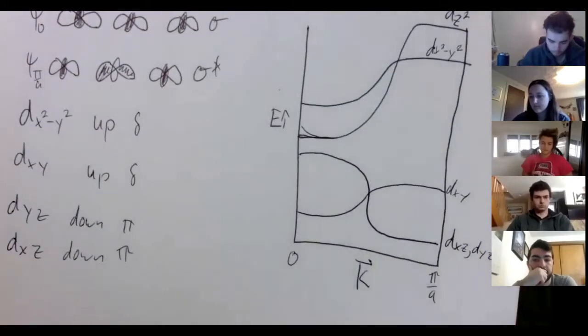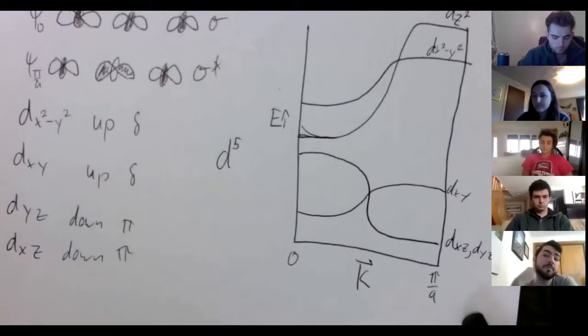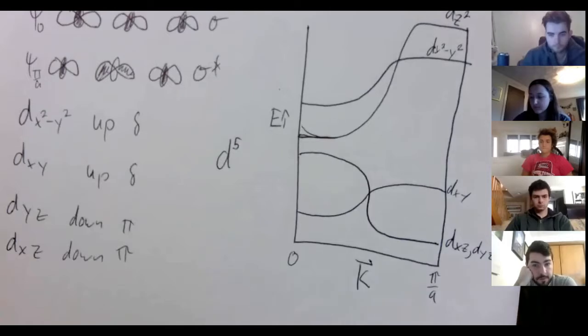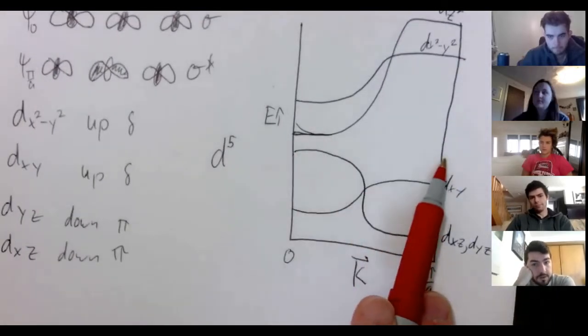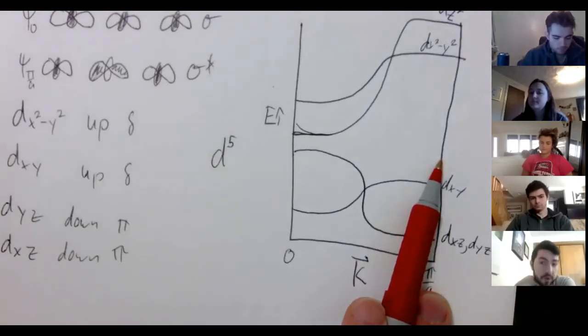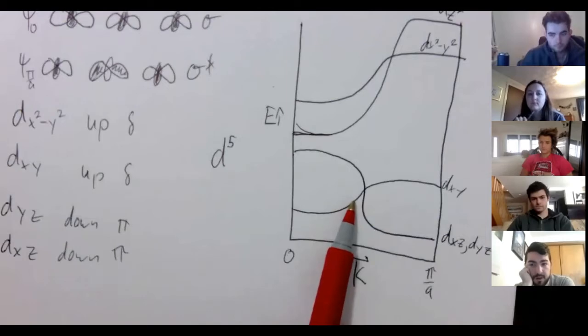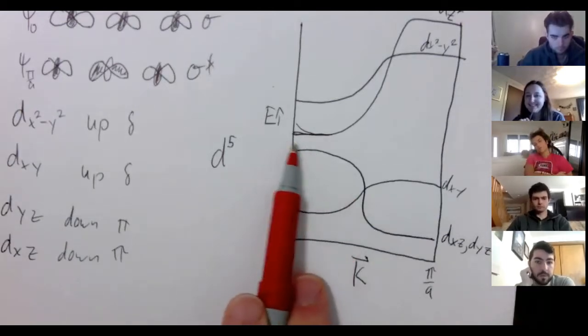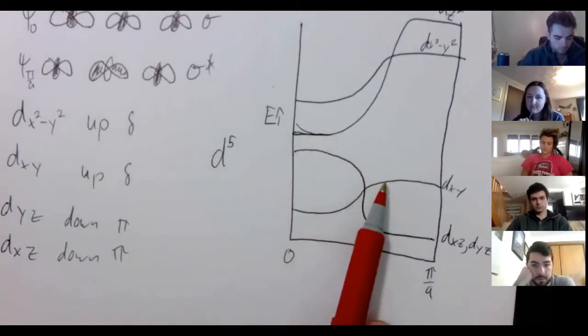Okay. Now, what type of metal did we say we had? d5. That means we have 5 electrons in total. Where would you suggest to put this Fermi level? Right in the middle. Right along here? Well, because there's 5 different orbitals, so there's space for 10 electrons, but only 5 exist. Right, but how many electrons does each band hold? 2. So if we were to put it here, that would actually be a d6 metal. Because there are 2 bands here, there's 1 here, that's a total of 6.